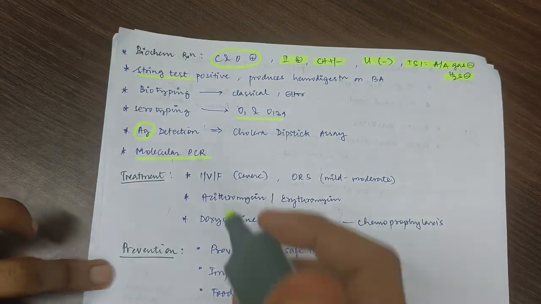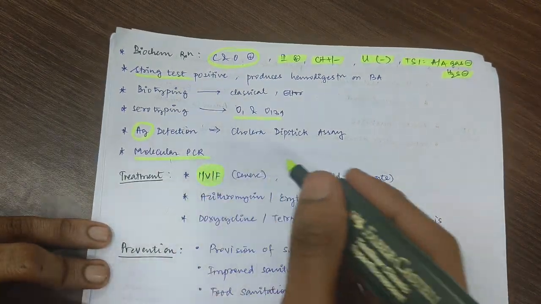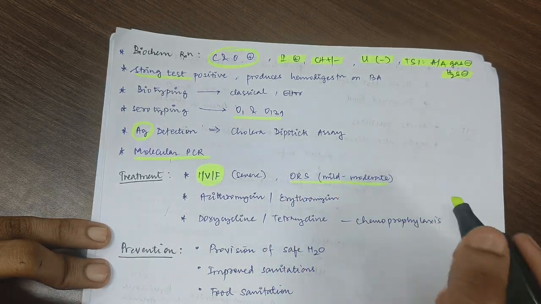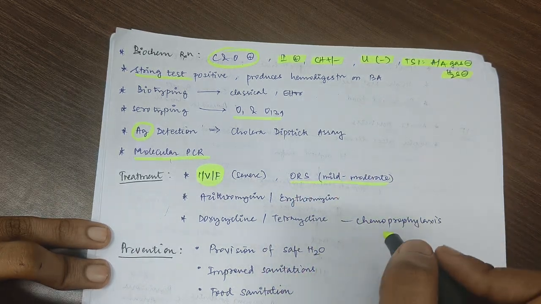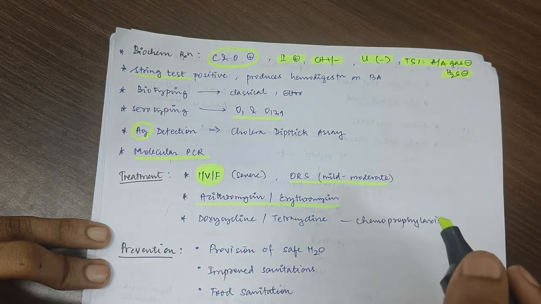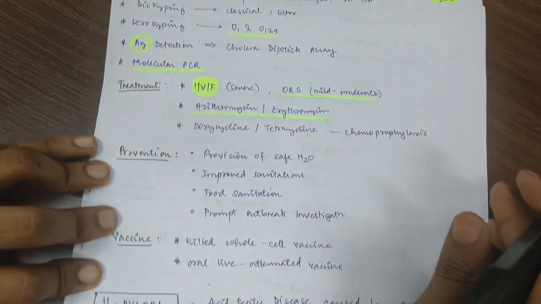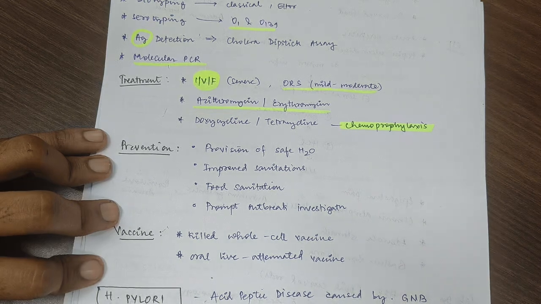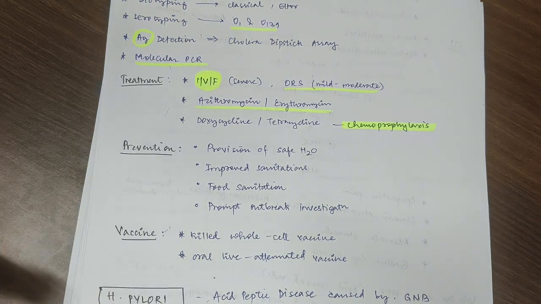Treatment: how are you going to treat the patient? Basically, in severe cases, you are going to give IV fluids. If it is mild or moderate, ORS is sufficient. Then azithromycin or erythromycin can be given. Doxycycline or tetracycline are used as chemoprophylaxis.